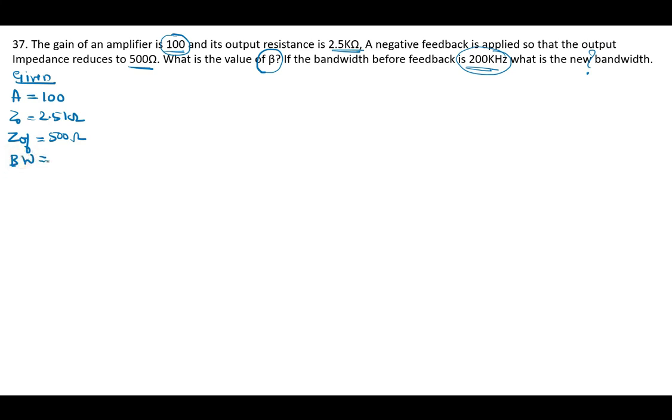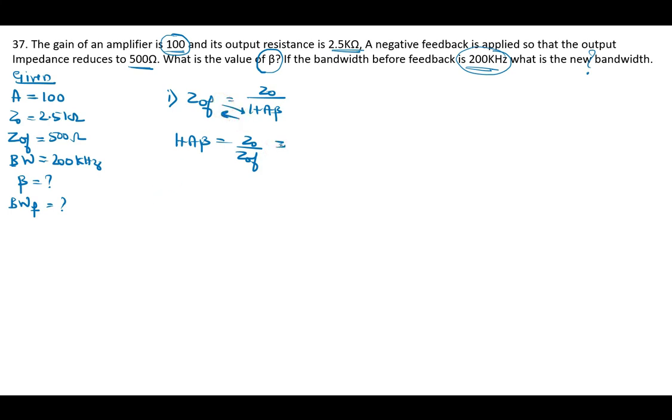Bandwidth is given, that is 200 kilohertz. I need to calculate beta and then the bandwidth after the feedback. These are the two things I need to calculate. By formula, ZOF is equal to ZO divided by 1 plus A beta. If I rearrange, I will get 1 plus A beta is equal to ZO by ZOF. This will come here and this will go here. Let us substitute and calculate.